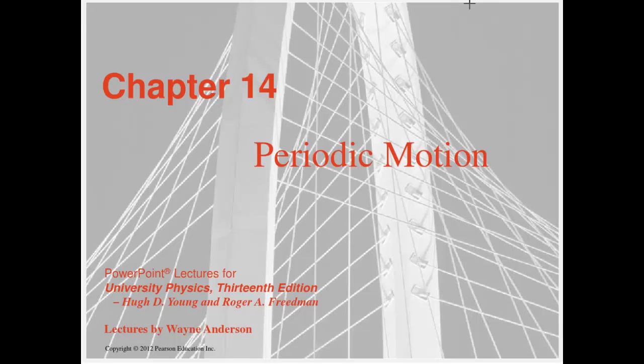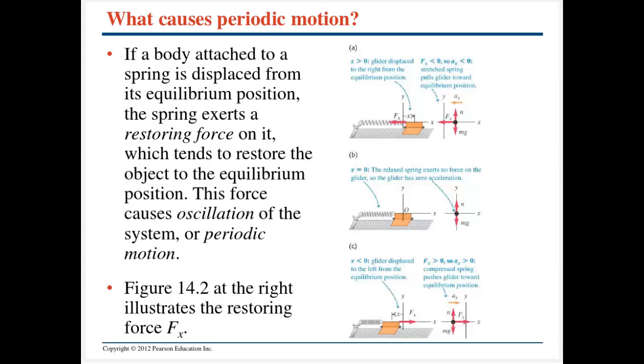Okay, short little lecture on Chapter 14, Periodic Motion. So first of all, what is periodic motion and what causes it? Well, periodic motion is motion that tends to repeat itself. Examples would be, as you can see over here, a mass on a spring.